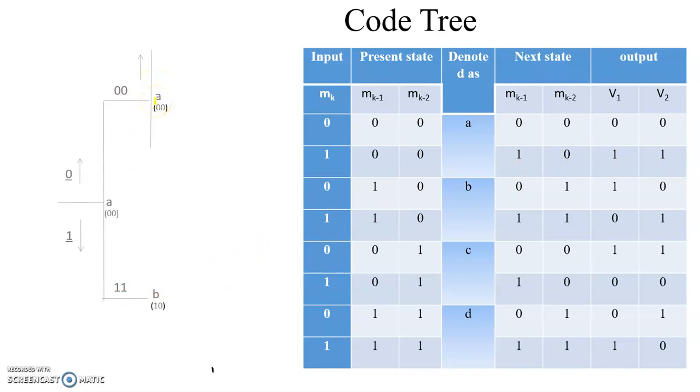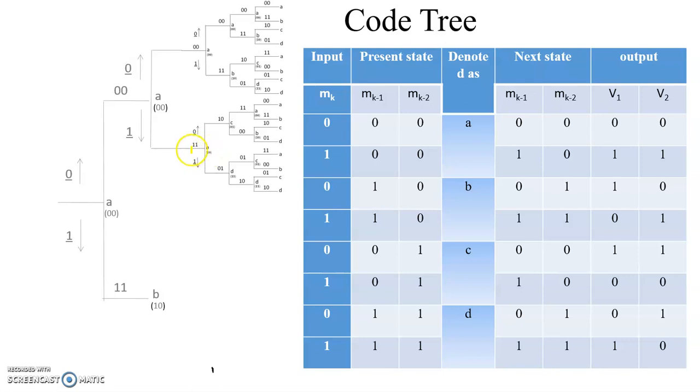Similarly, we have here state A, that is 0 0, input is 0. We are going to the next state A and the output is 0 0. At state A, if input is 1, we are going to the next state, that is B, and the output is 1 1. As of now, do not concentrate on it. I'll explain it to you later.